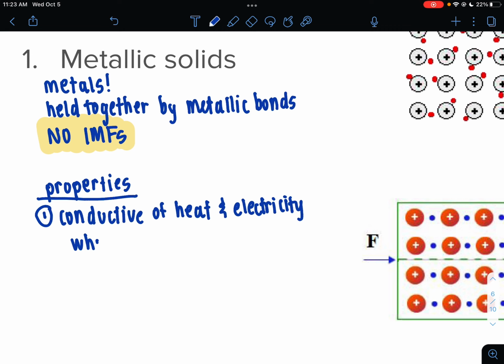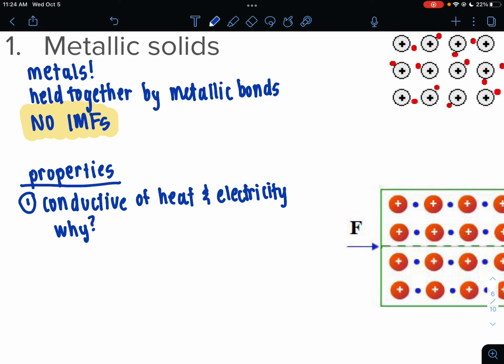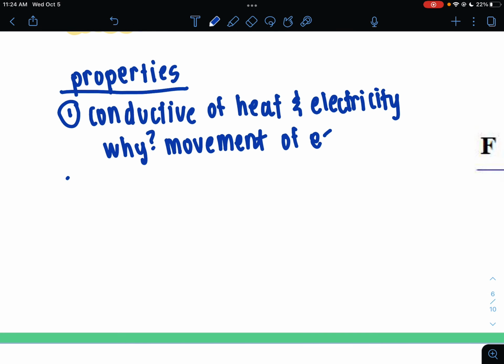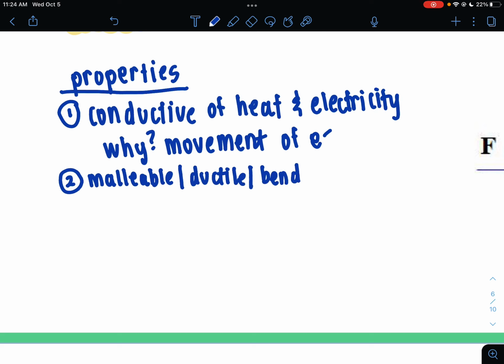Why is it metallic? Remember that with the sea of electrons, your electrons can move. You have to have free moving particles to be able to conduct. So that movement of the electrons allows you to conduct heat and electricity. Number 2, they are malleable, ductile, easy words, they're bendable. So they don't break, they're not brittle, they don't crumble when you apply force to them.